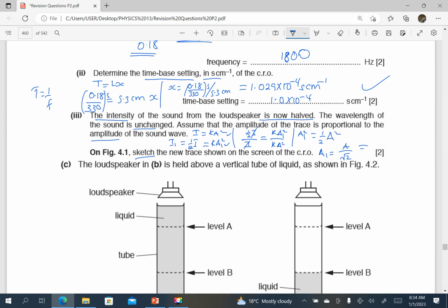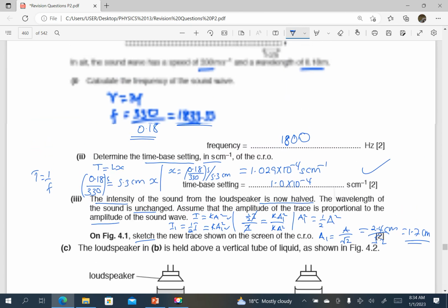So I'm getting the new amplitude here. So 2.4 centimeters divided by root of 2. And this is 1.7 centimeters. 1.7 centimeters is our new amplitude.